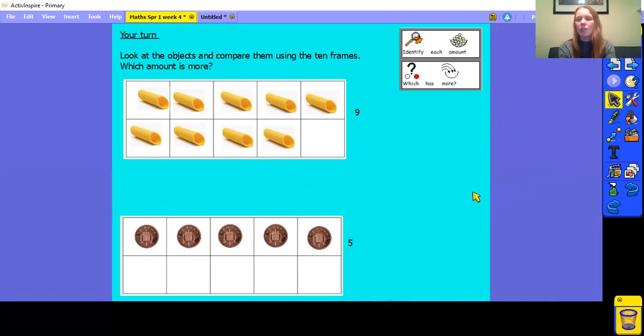Okay, have a look carefully. Is there more pasta? Or are there more pennies? What do you think? That's right, there is more pasta. And that's because 9 is more than 5. Can you say that? Well done.